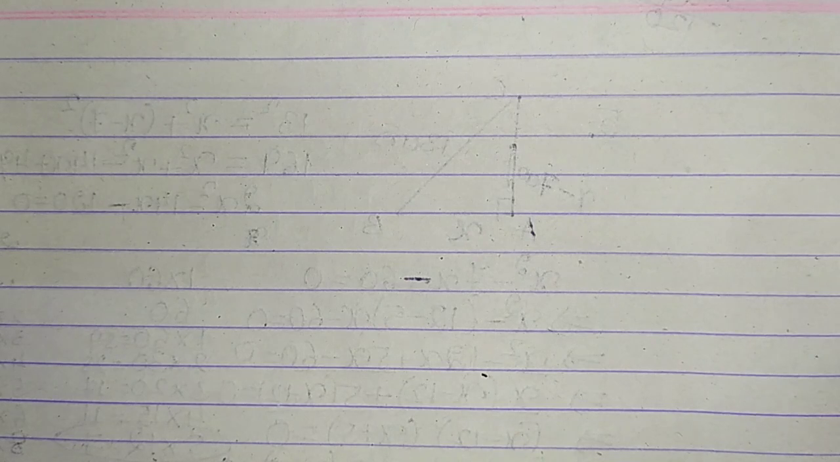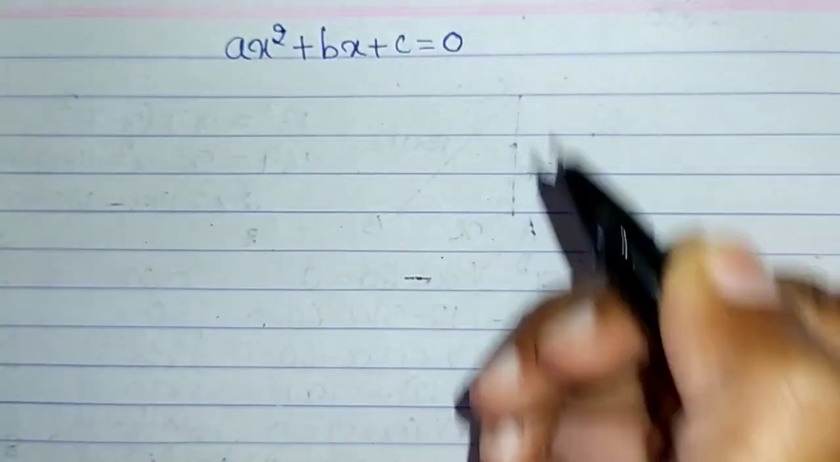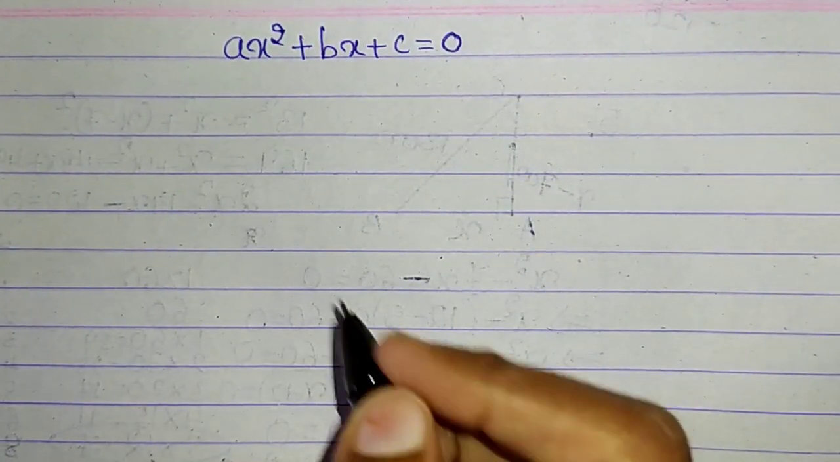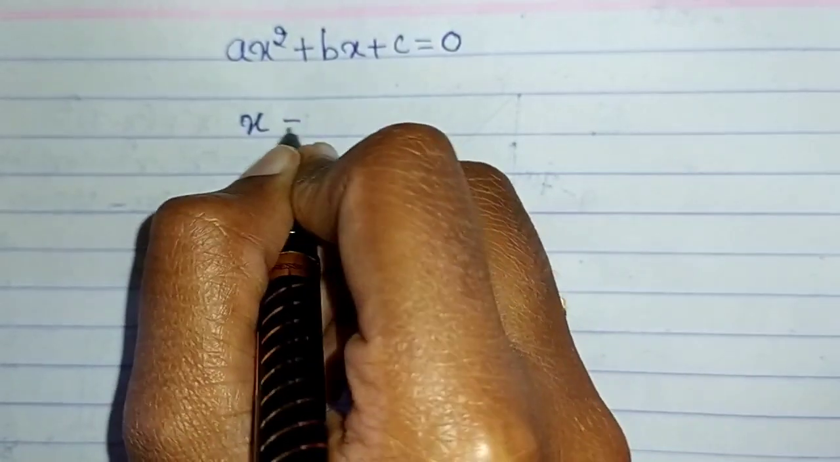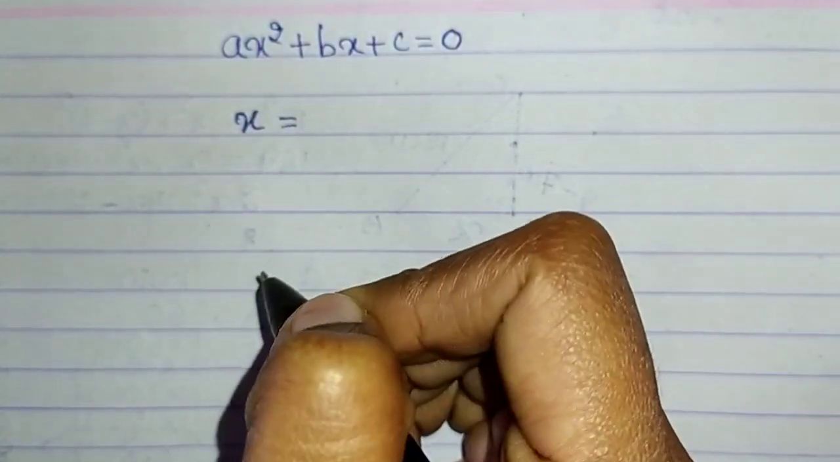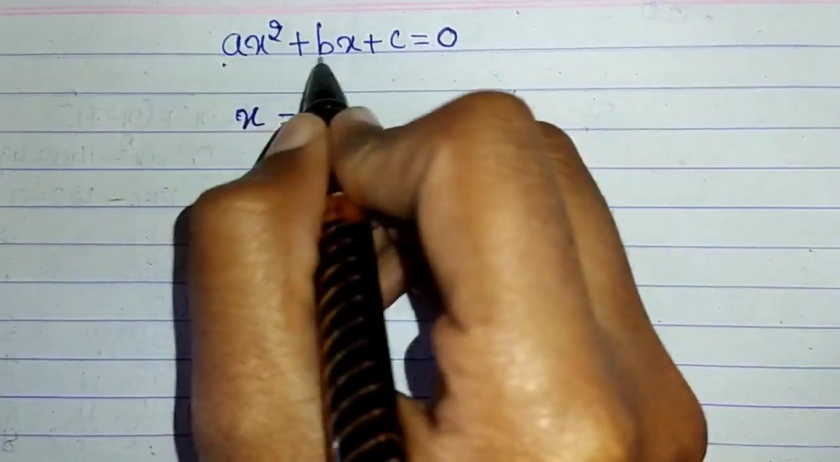Today we'll be learning about finding solutions to quadratic equations using the quadratic formula. As we studied in previous classes, the general form of a quadratic equation is ax² + bx + c = 0. To find the solution, that is, the value of x for this quadratic equation, we will make use of the coefficients a, b and c.